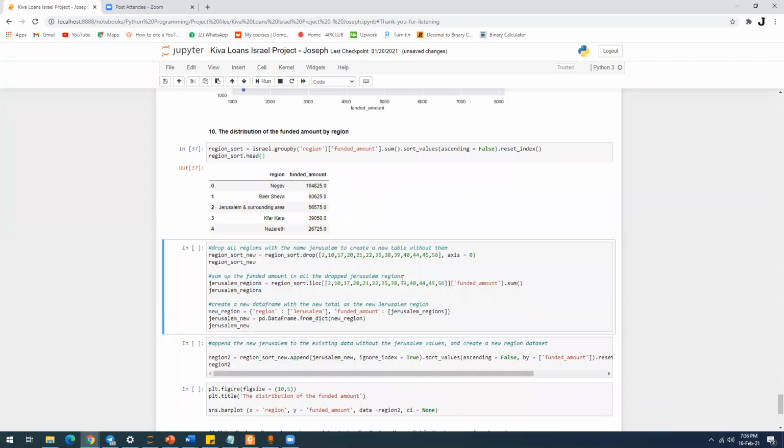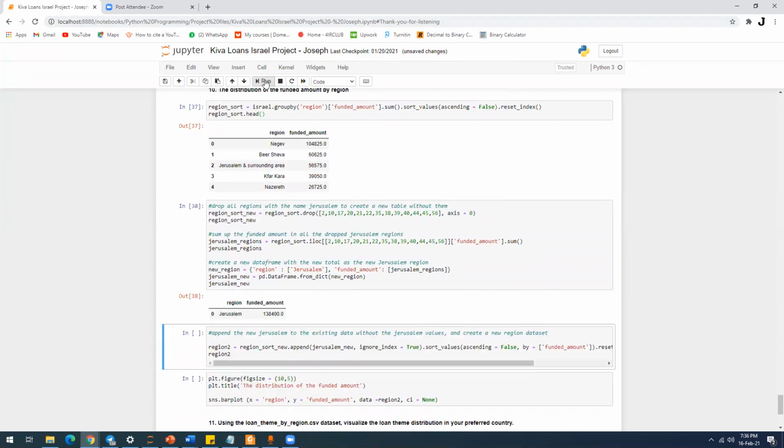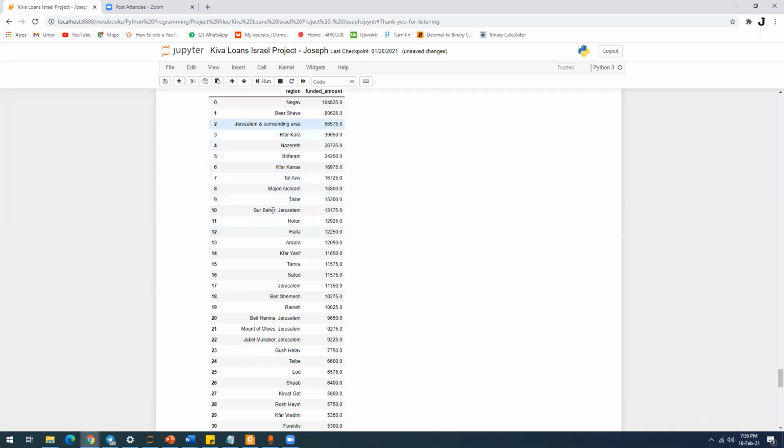So for this reason, I dropped all the regions with the name Jerusalem to create a new table without them. I did a dot drop for all these regions with the name Jerusalem, and then I summed up the funded amount in all the dropped Jerusalem regions. So if you can remember from this, maybe we can revisit it. You see, there is this.